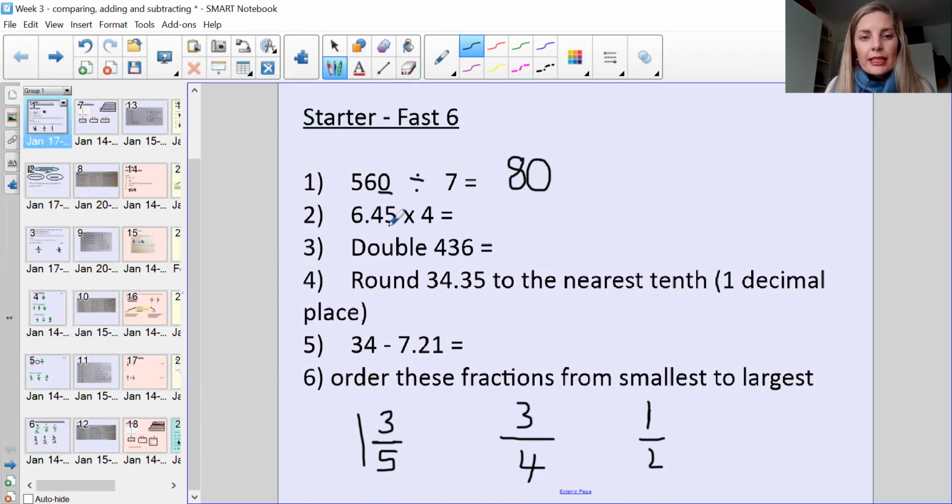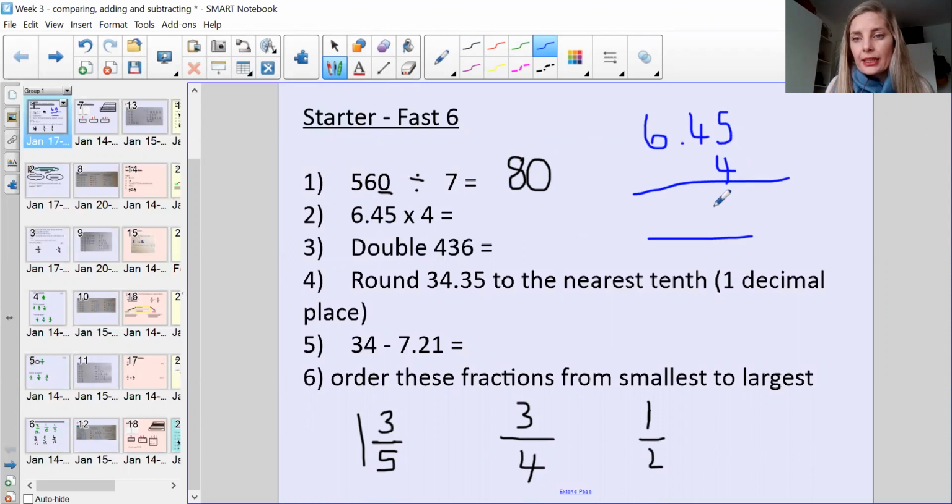Right, number 2 is 6.45 times 4. So I'm going to set out my work nice and neatly, making sure I'm copying down the numbers correctly. Right, and I start. 4 times 5 is 20, carry the 2. 4 times 4 is 16, plus 2 is 18, carry the 1. And 4 times 6 is 24, plus the 1 is 25.